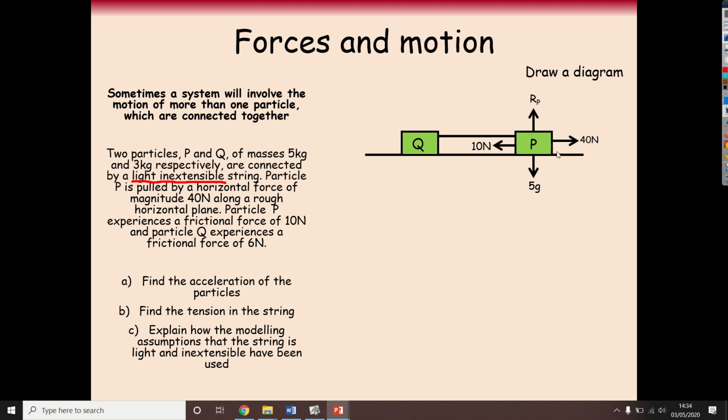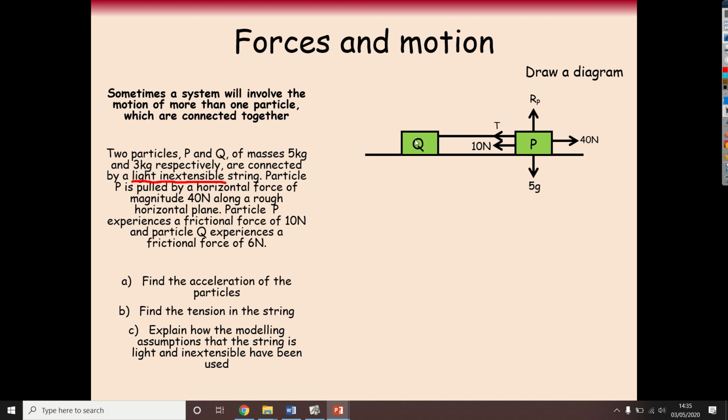Because it's resting on this plane, you've got this normal reaction force, but we don't really need that for this question. You've got tension in the string. That's important to recognise. That needs to go on. Because of that pulling force between the particles, you've got tension. And because the string is light and has no mass, the tension throughout the string is going to be the same all the way through.